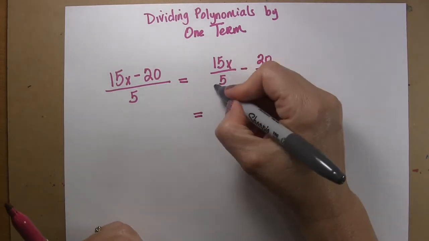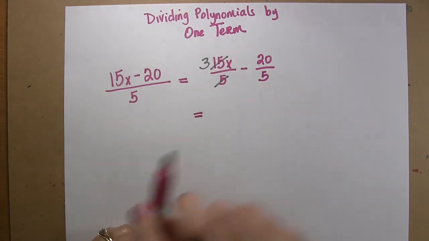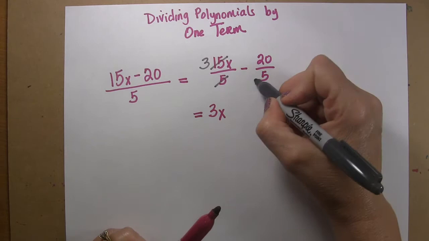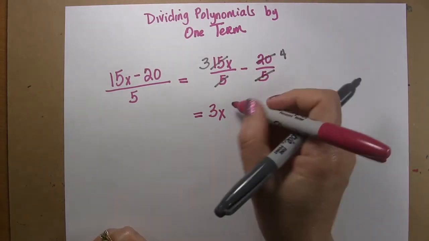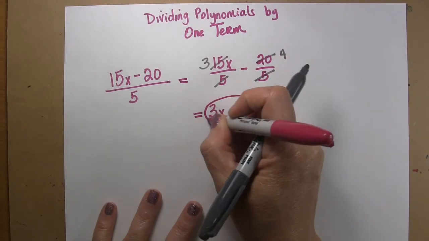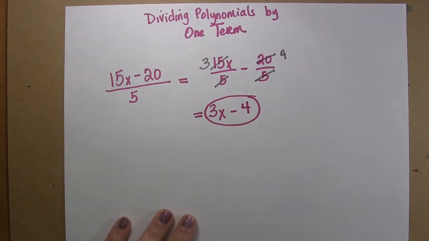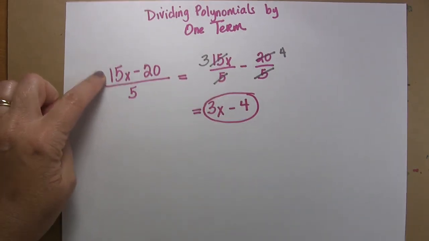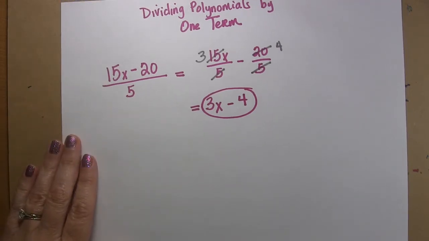reducing your fractions. This becomes a 3. So we're left with a 3x here, right, because we didn't change the x. And this becomes a 4. So 3x minus 4 is what we get when we take 15x minus 20 and we divide it by 5.